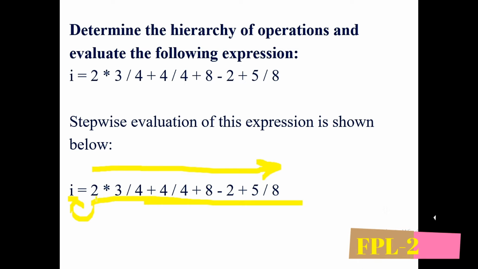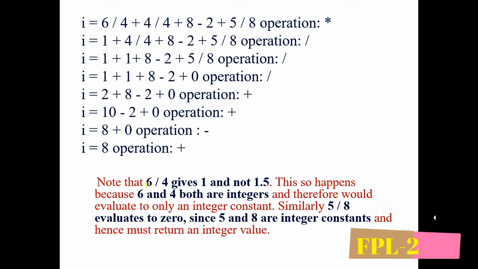First of all, we will solve the multiplication operation, as we are going from left to right. Among multiplication, division, plus and all of these operators, multiplication has higher priority. So we will solve that, and we will have 6 division by 4 plus the whole remaining operation. Now we are going from left to right, so the next operator with nearest priority is division. So we will solve this.